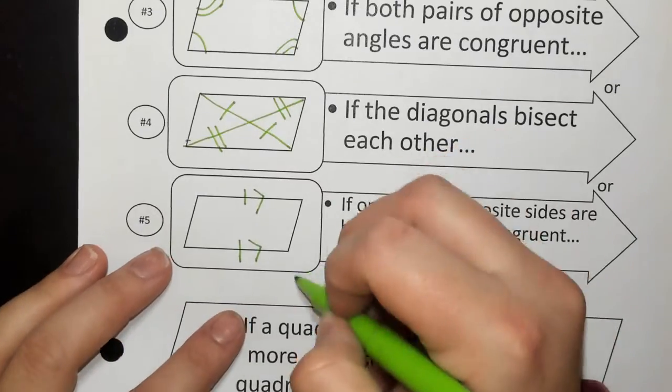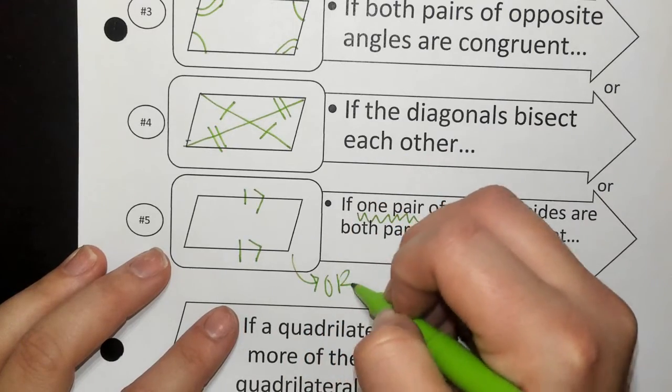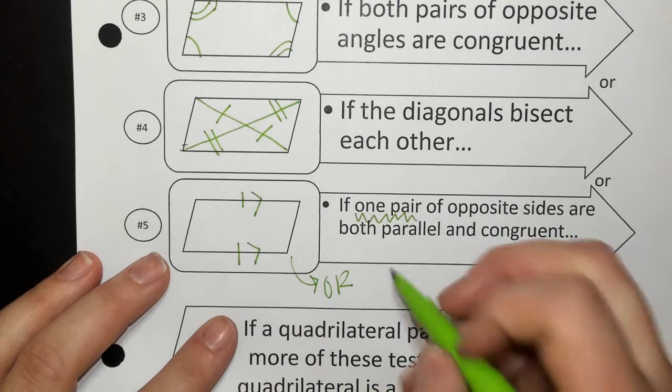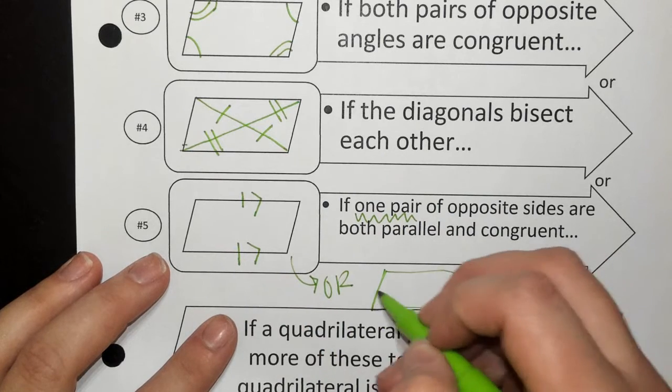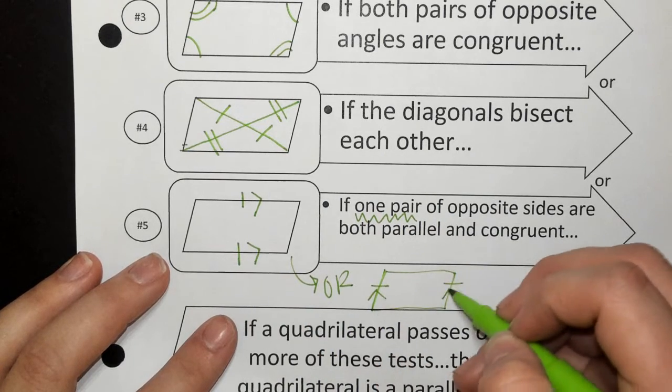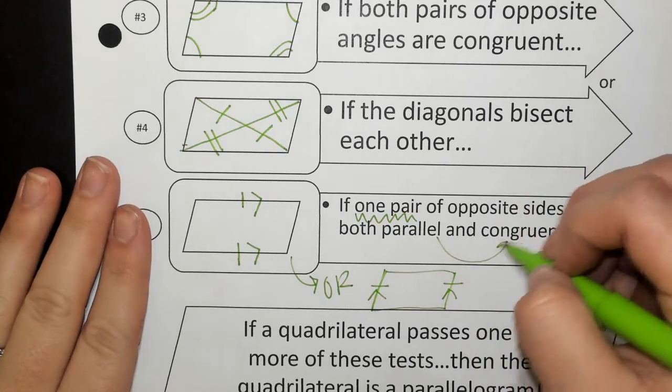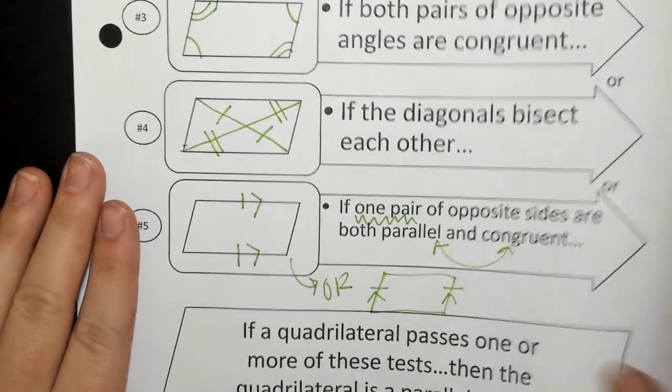Okay, now don't get confused. It only has to be one side. It doesn't say which one. So it could be the top and bottom, or it could be the side. Yep, only one pair. Have to be both parallel and congruent. All right, to the back. Let's practice.